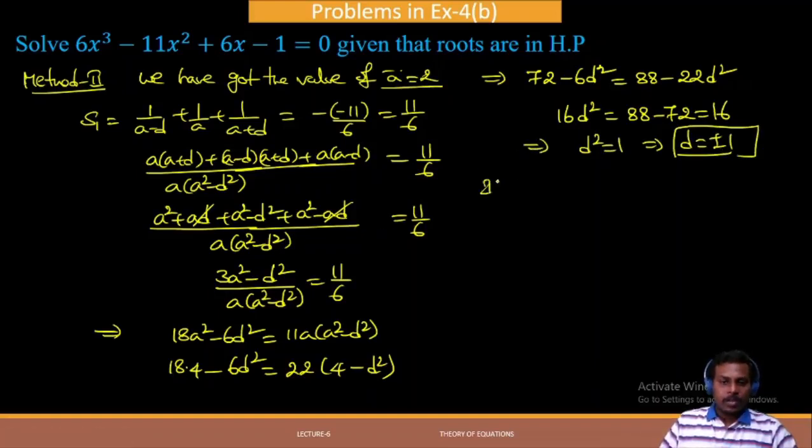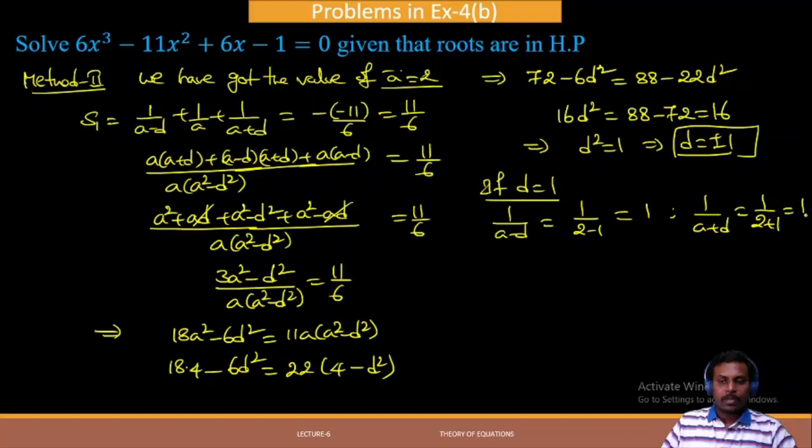Okay, so if d value is equal to 1, then the roots are 1 by a minus d is equal to what? 1 by 2 minus 1, that is equal to 1, and that of 1 by a plus d is equal to 1 divided by 2 plus 1, that is equal to 1 by 3. Therefore the roots are 1 comma 1 by 2, comma 1 by 3.